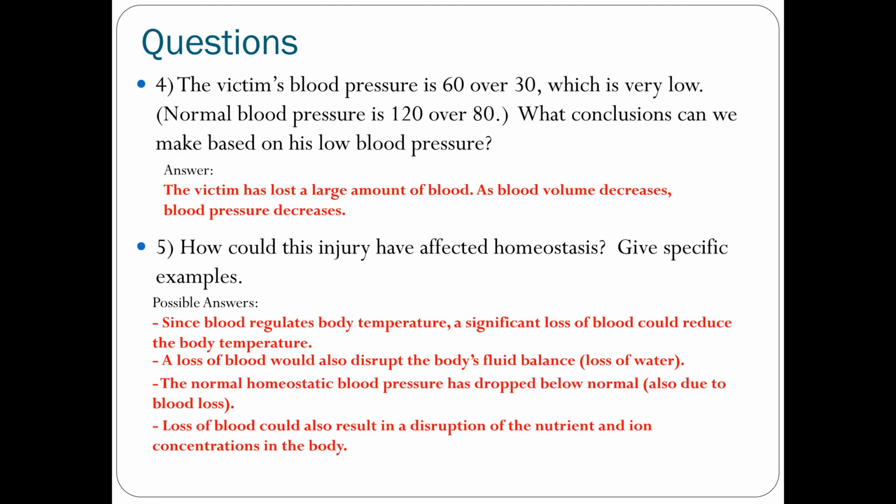The loss of blood could also result in a disruption of the nutrient and ion concentrations of the body, so those are held at stable levels. And loss of blood could also reduce oxygen levels, since blood carries oxygen to tissues. So again, these are all things that your body likes to keep at a stable level, and this injury could have affected all of these areas.